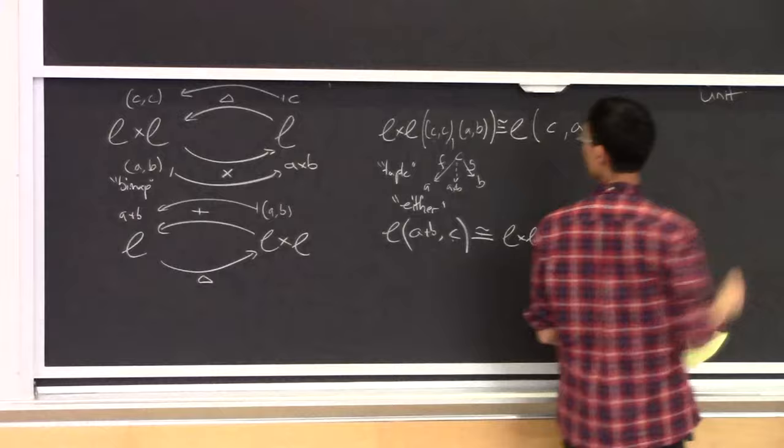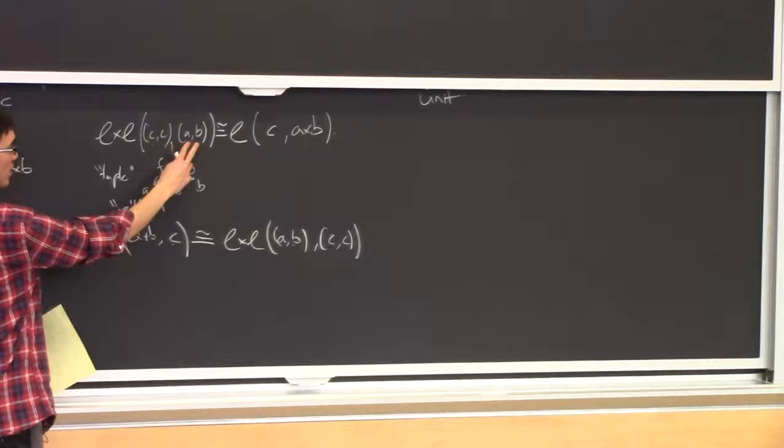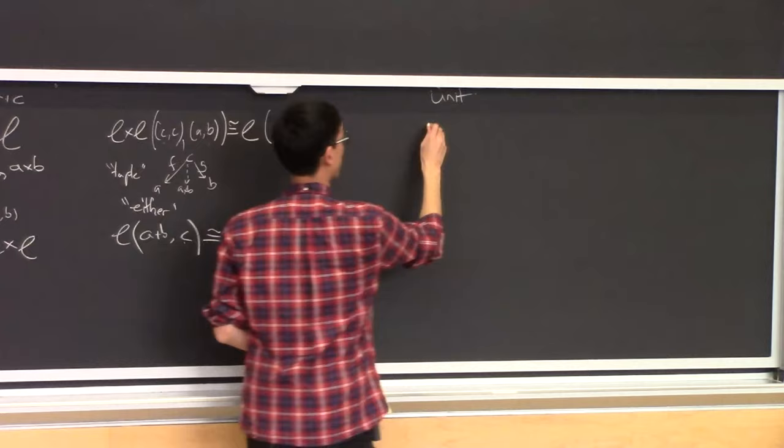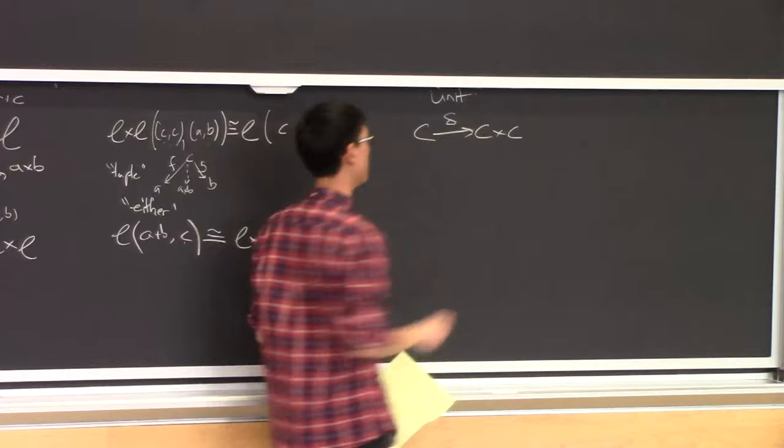So the unit for this adjunction says we put AB to be equal to this thing. So we put AB equals CC. And so we get this map C to C times C. And this is known as the diagonal. And so let's quickly check that it's natural.